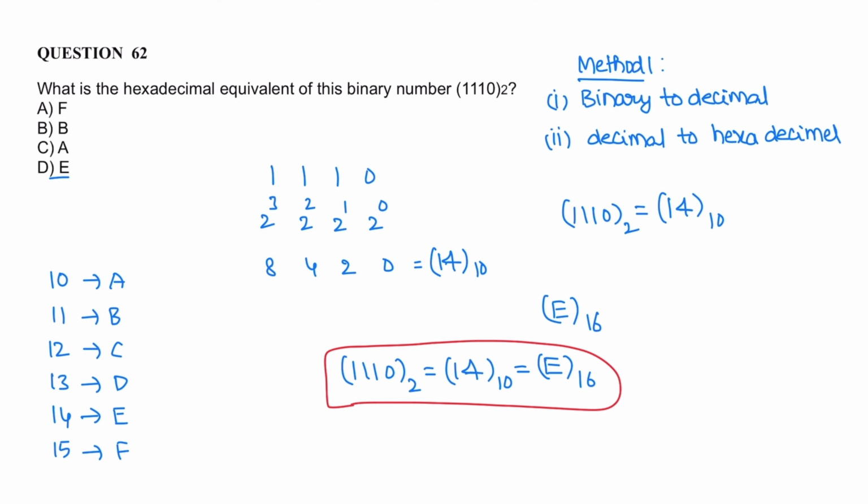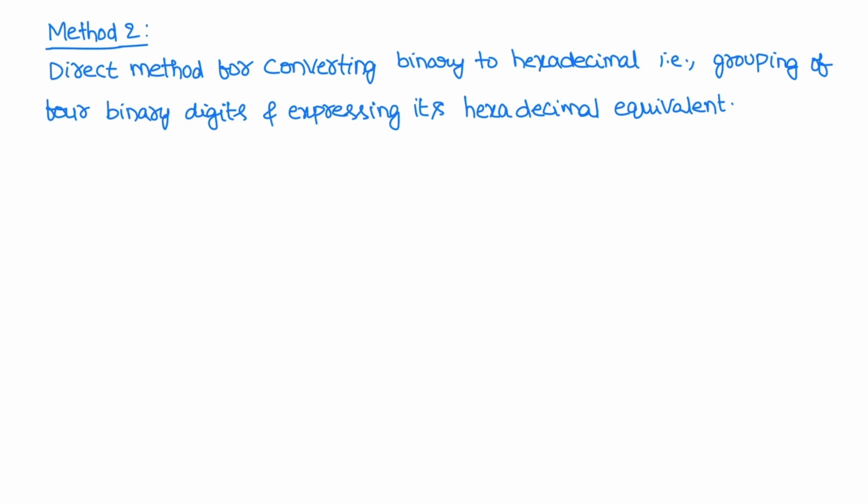There is one more method, the direct method for converting binary to hexadecimal, which is grouping of 4 binary digits and expressing its hexadecimal equivalent. Okay. The correct option is D.